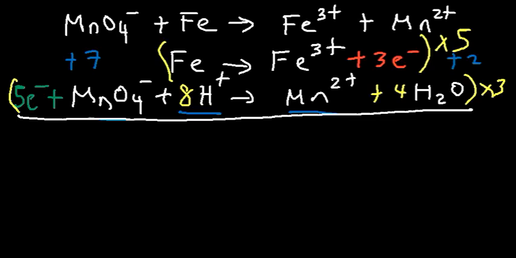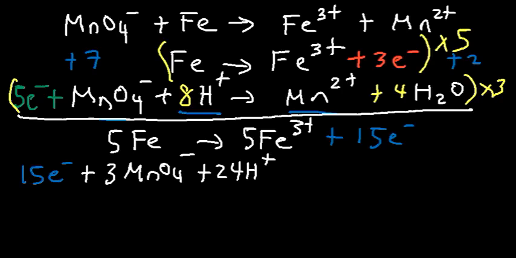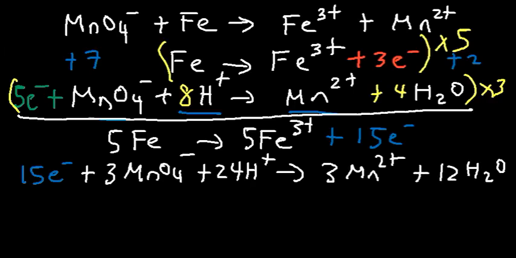So now we have 5Fe, 5Fe3 plus, and 15 electrons. And below that, we have 15 electrons, three permanganate ions, 24 H plus ions, 3 Mn2 plus ions, and 12 H2O molecules.